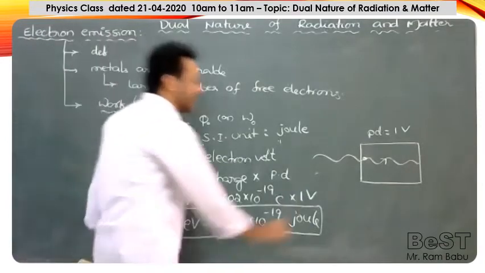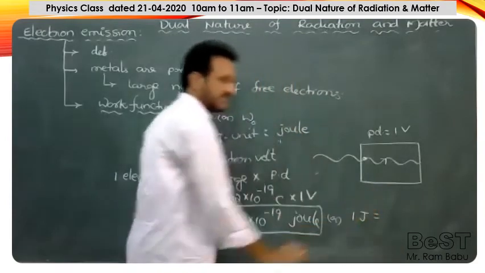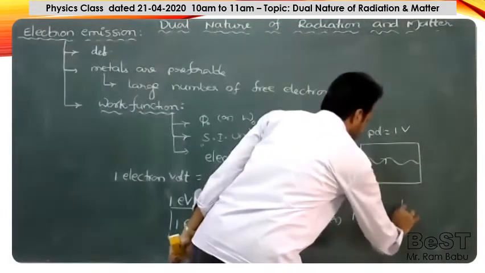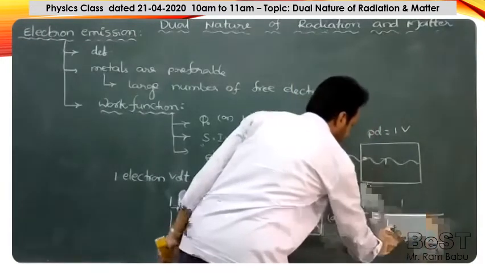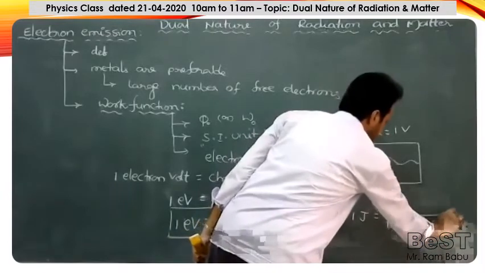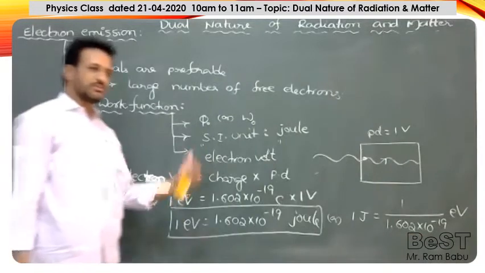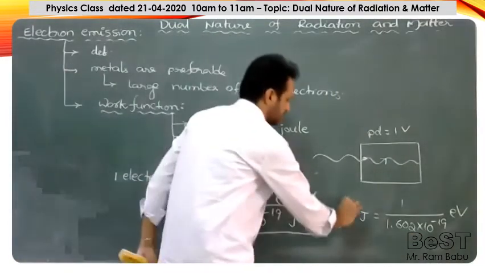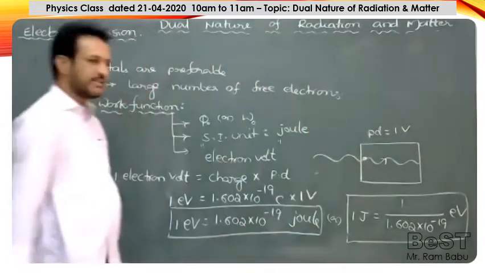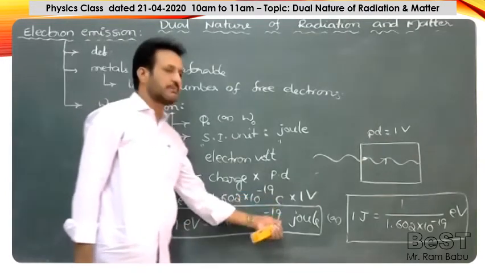Or if we take the value to the left side, 1 joule is equal to how many electron volts? If you want to convert joule into electron volt, you should take 1 by 1.602 into 10 to the power of minus 19 electron volt. So 1 joule is equal to 1 by 1.602 into 10 power minus 19 electron volt, or 1 electron volt is equal to 1.602 into 10 power minus 19 joule.